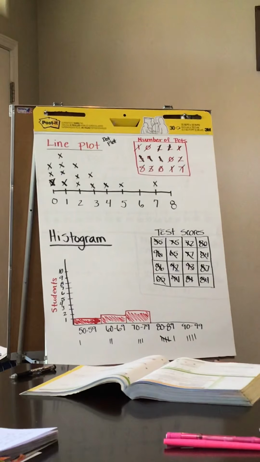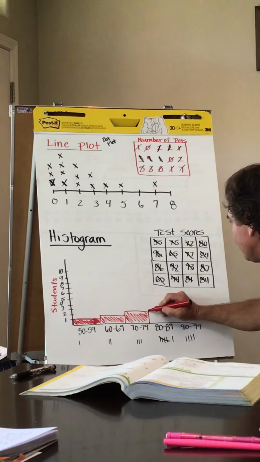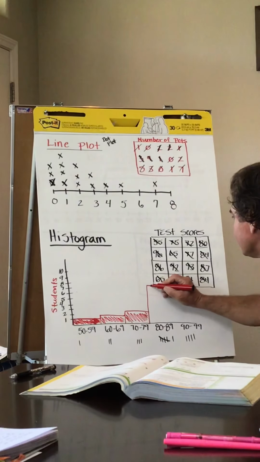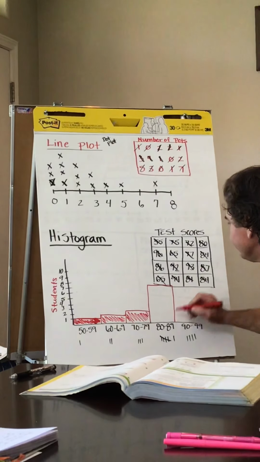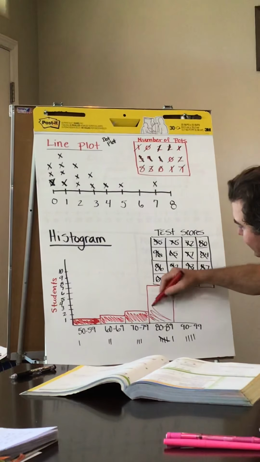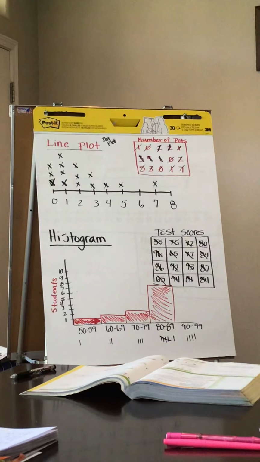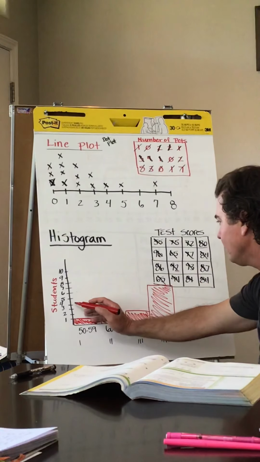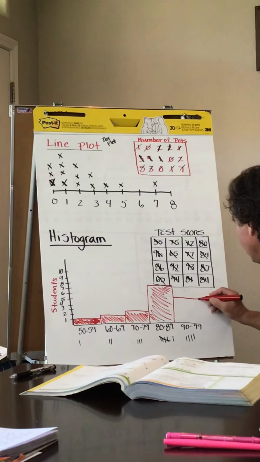Okay, from 80 to 89, that's our highest one, right? It's got to go clear up here to 6. This is where I wasn't sure whether I had quite enough space, and I'll just make it here. Okay, so we can see from 80 to 89 on our histogram, we have most of our scores in there. And then from 90 to 99, we had 4. It drops back down to about here.